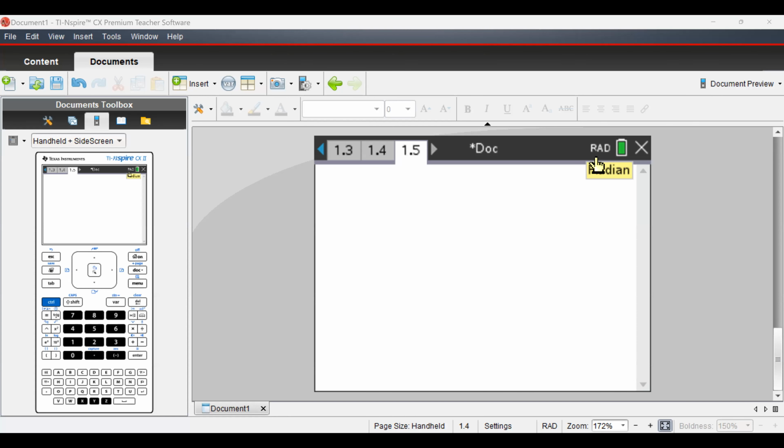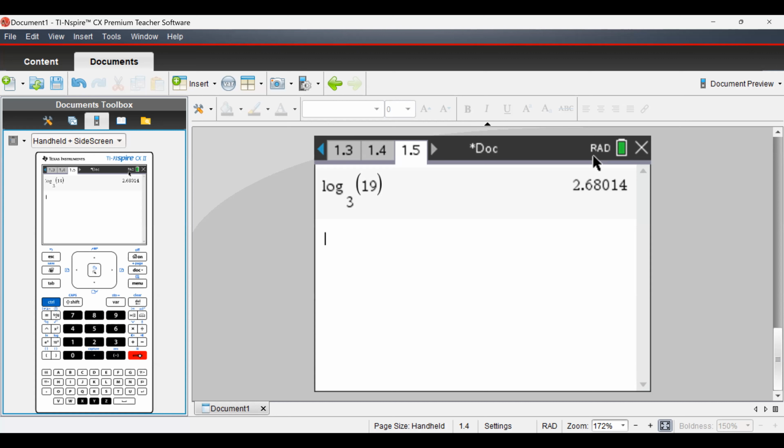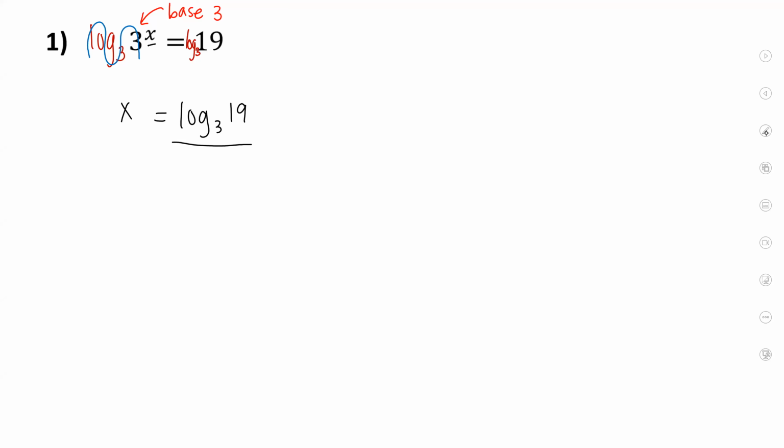So we're going to click Control and then hit the button that has the word log above it. Control log, and this will pop up. What was my base? 3. So log base 3 of 19 and hit enter. That's my answer. And let's have 2 numbers behind the decimal. So we'll round to the hundredths place. So the answer is 2.68. All right, so I'm going to write 2.68. Let's move on to the next problem.